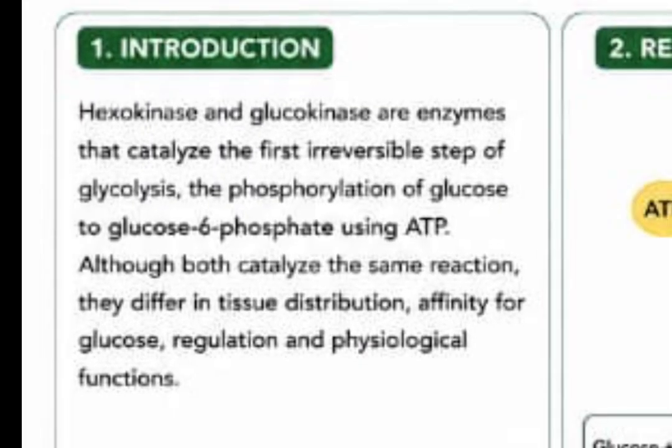So now we just want to compare the similarities and the differences between hexokinase and glucokinase. First of all, to introduce what hexokinase and glucokinase are, they are enzymes that catalyze the first irreversible step of glycolysis.